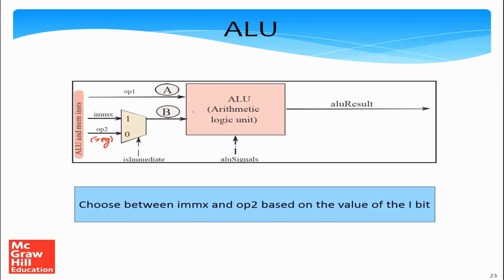So the arithmetic logic unit can do any kind of arithmetic or logical function, such as add, subtract, multiply, divide, and even and, or, and not, all kinds of arithmetic and logical functions. So there are a set of ALU signals that direct the ALU on what needs to be done. Again, these are generated by the control unit, and the ALU produces a result called the ALU result.